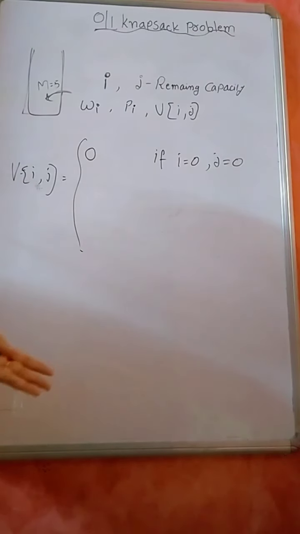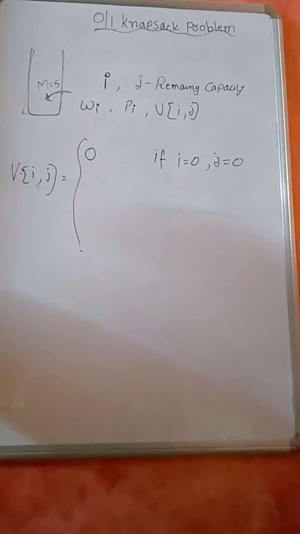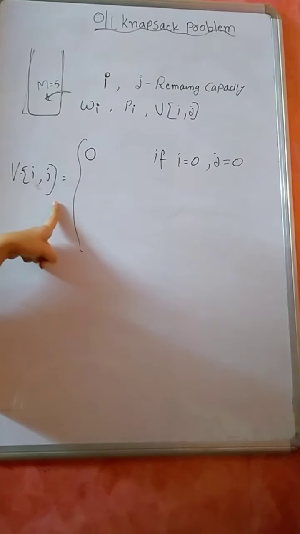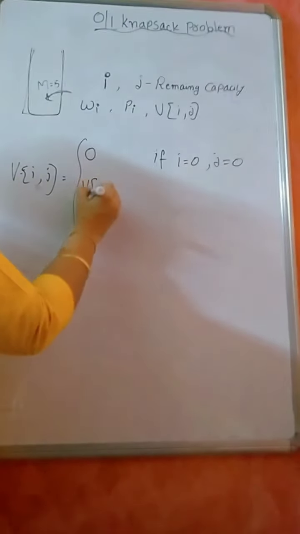If the ith object is not there or the knapsack itself is not there, then the remaining capacity is 0. What does j represent? The remaining capacity. So if the remaining capacity is 0, or the object is not there, what is the profit we are going to get? It is 0. Then V of i,j is equal to V of i minus 1, j if the weight of the ith object is greater than the remaining capacity j.